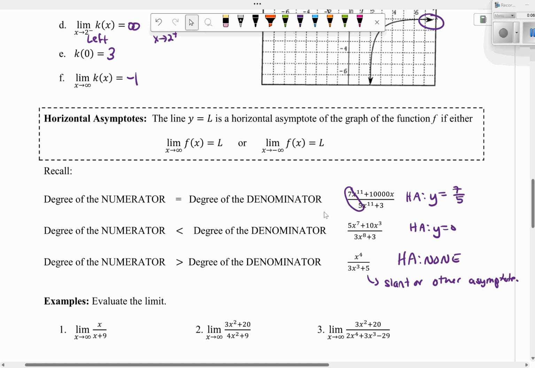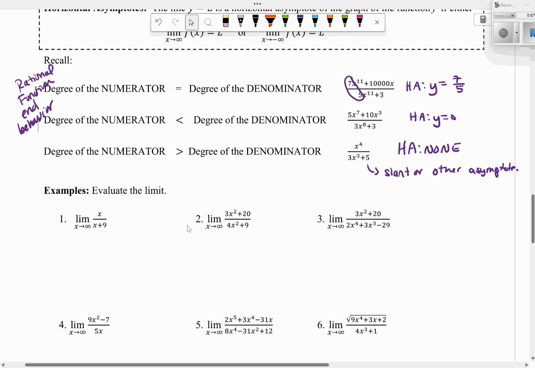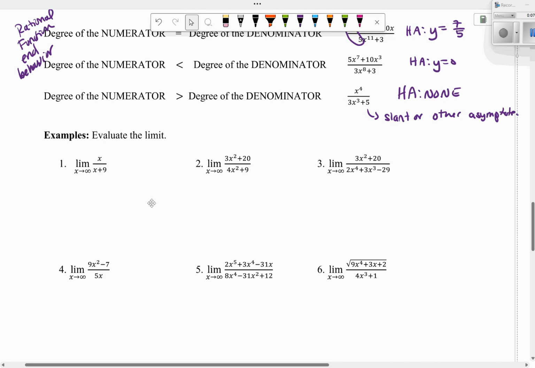And so this only works for rational functions, so keep that in mind. This is for rational functions and end behavior. So if it's not a rational function, you can't use this to help you out. You can use our polynomial end behavior, but you have to be careful with functions that are not. So we're going to evaluate the limits, and we're also going to write the horizontal asymptote or other. Well, we'll just do it as we go.